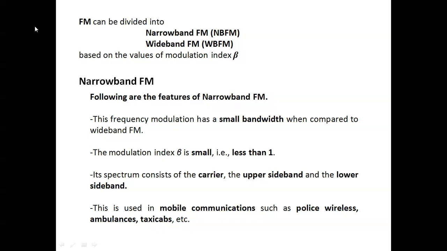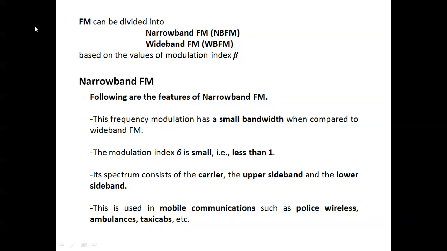So FM can be divided into two parts: narrowband FM and wideband FM. Based on the value of the modulation index, it is classified into two parts: narrowband FM and wideband FM.